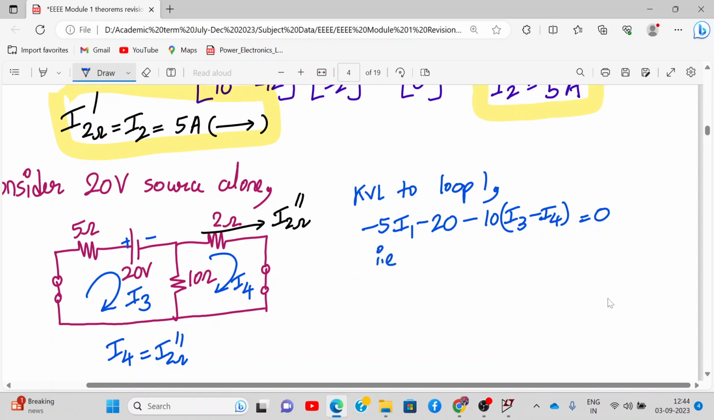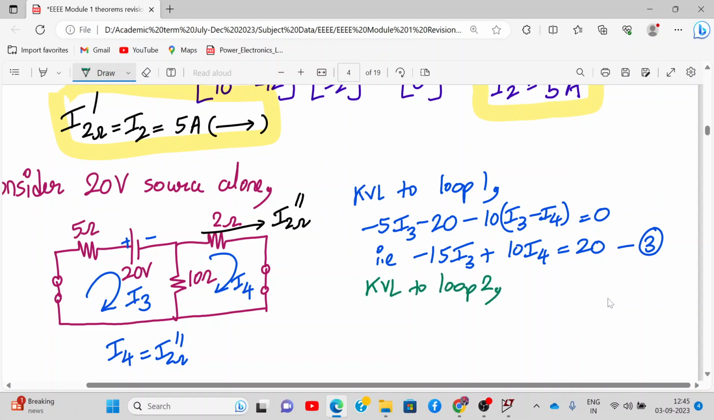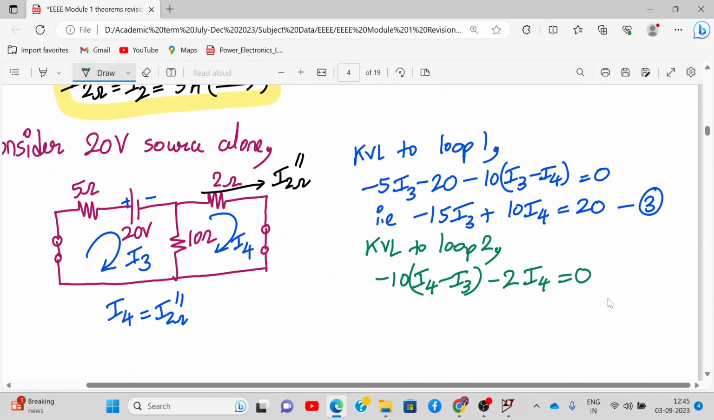Minus 5 I3. Yeah, correct. So it will be minus 15 I3 plus 10 I4 is equal to 20. Let's call this equation number 3. Okay. Now we apply KVL to loop 2. KVL to loop 2 will be minus 10 I4 minus I3, minus 2 I4 is equal to 0. So what will it be? 10 I3 minus 12 I4 is equal to 0.